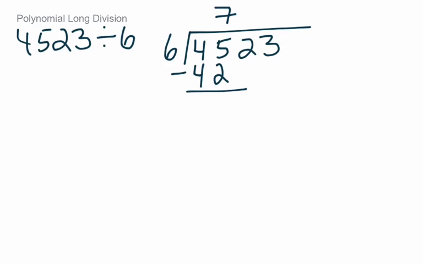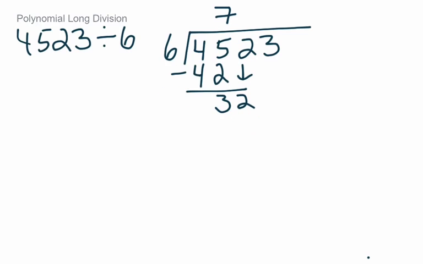And then we subtract. 5 minus 2 is 3. And then we bring down the next part. I'll let you think about that for a second. It's probably been a long time since you've done this. So you take your quotient, multiply it by the 6, write the product underneath, and then you subtract.